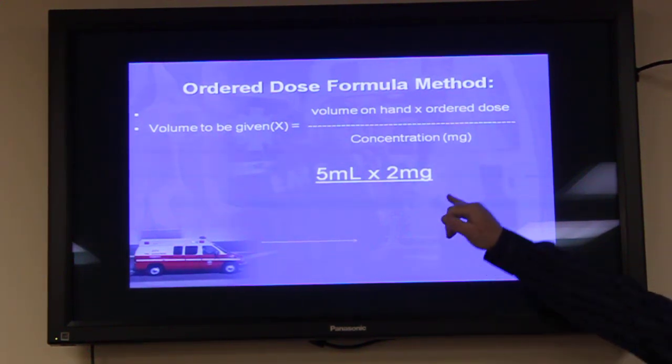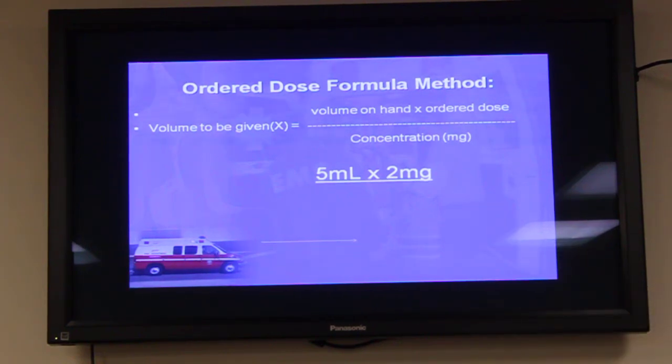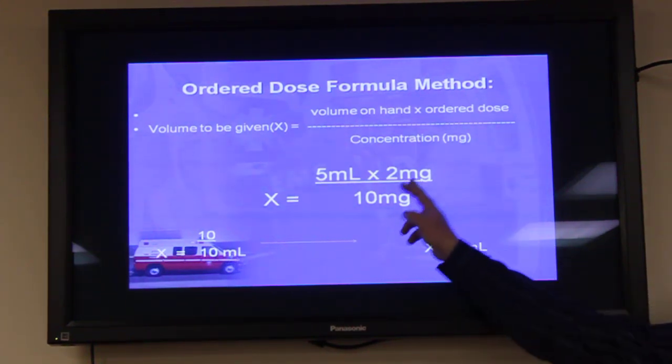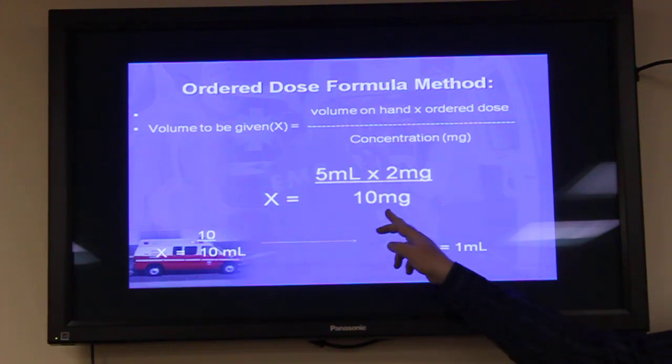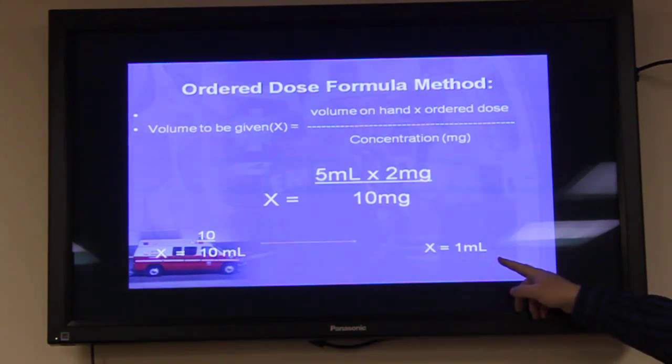5 milliliters times 2 milligrams, our ordered dose, divided by our concentration, 10 milligrams, equals how much? 5 times 2 is going to be 10. 10 divided by 10 can only go one time, right? 10 divided by 10 equals 1 milliliter. Simple?